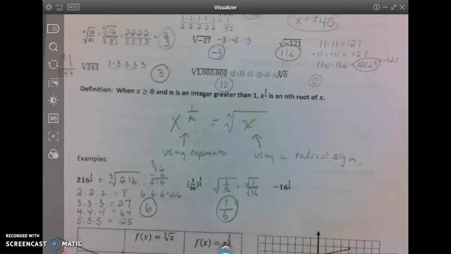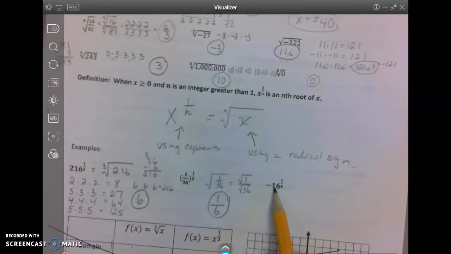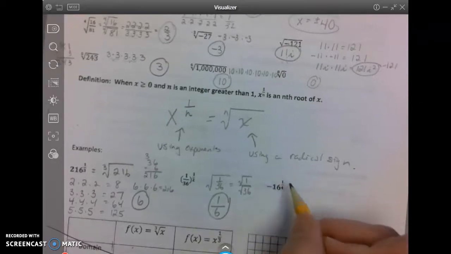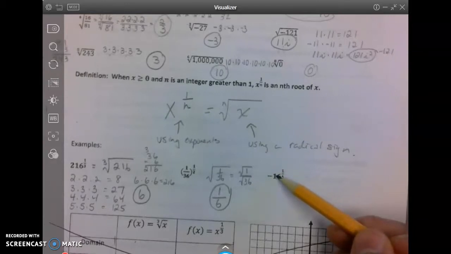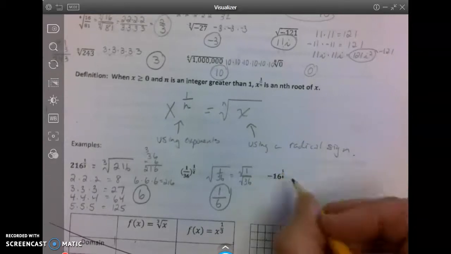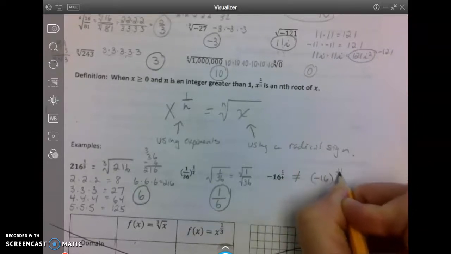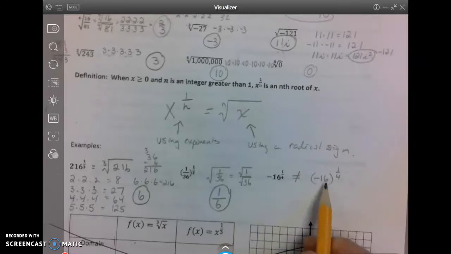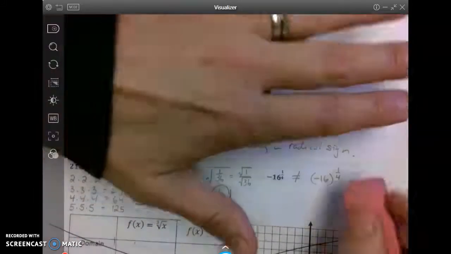All right, this next one, I want us to be real careful here. This says negative 16 to the 1/4. But notice the negative 16 to the 1/4, the negative is not in parentheses, which means that the 1/4 is only applied to the 16, and the negative is applied after. This does not equal this. This is a different problem than that. I just need you to realize that, okay?